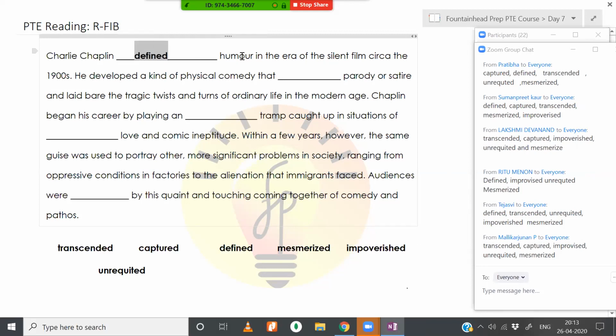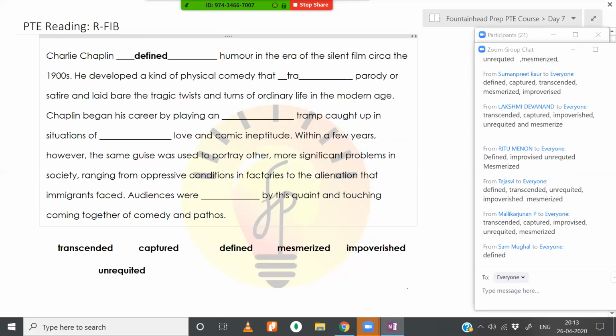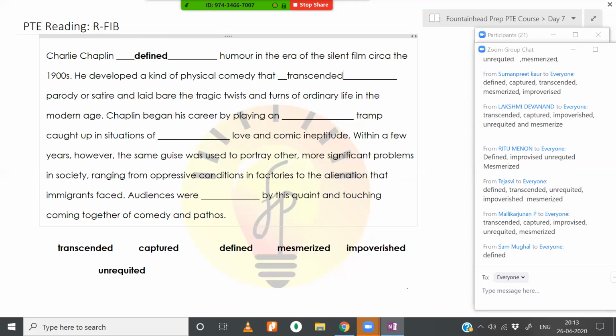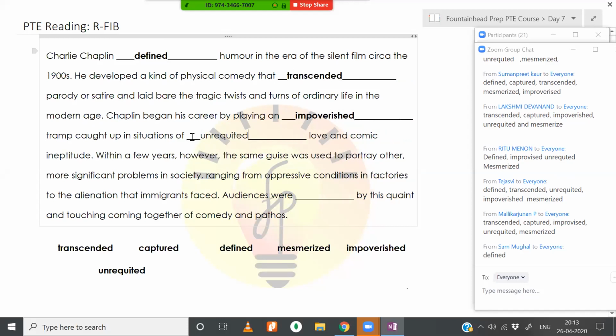So Charlie Chaplin defined humor in the era of silent film circa the 1900s. He developed a kind of physical comedy that transcended parody or satire by playing an impoverished tramp caught up in situations of unrequited love and comic ineptitude. Audiences were mesmerized by this quaint and touching coming together of comedy and pathos.